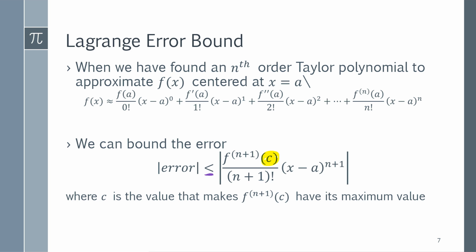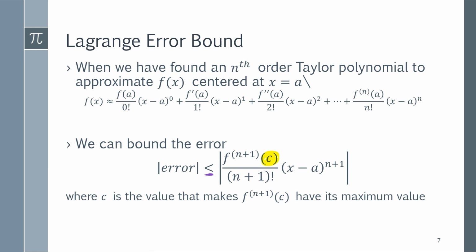Notice that that is not the center that's being plugged into the derivative. It's the value c that is whatever is going to make the derivative have its maximum value. And that's the part that's confusing. Everything else, it's the center, and just like the next term of the Taylor polynomial, but I have to make sure the derivative gets its maximum value.